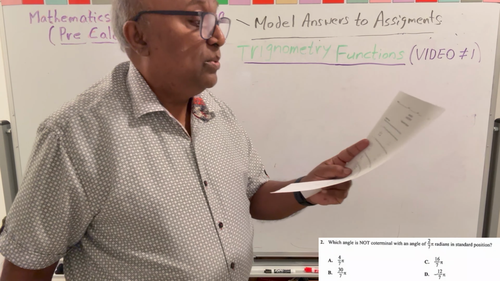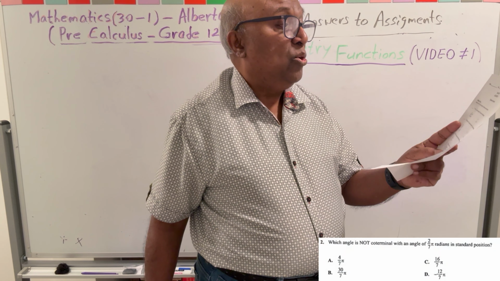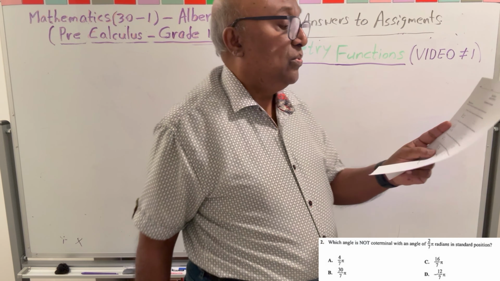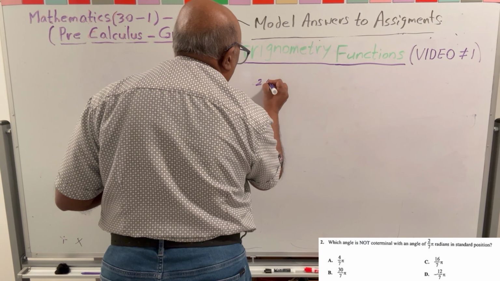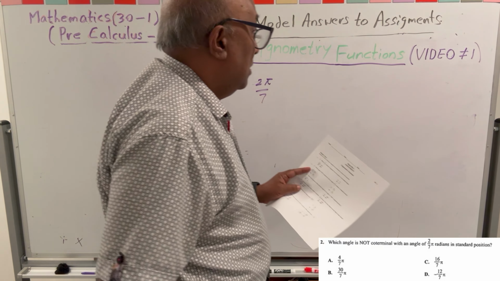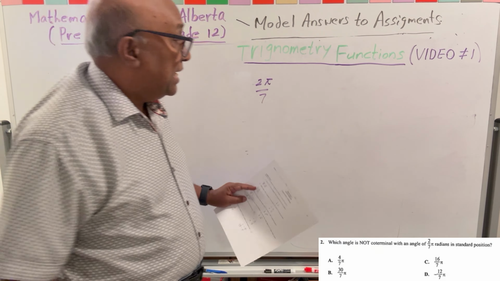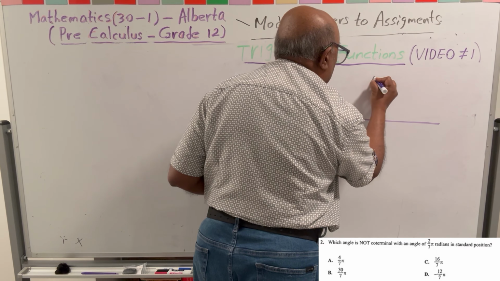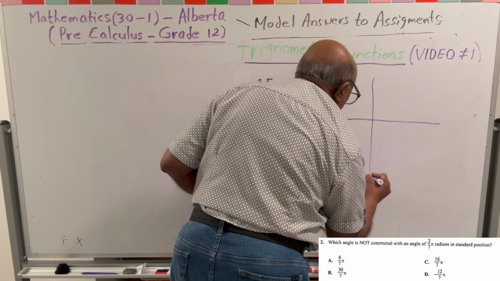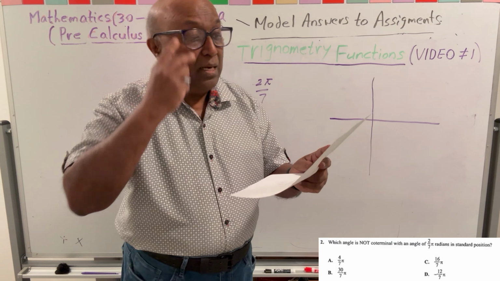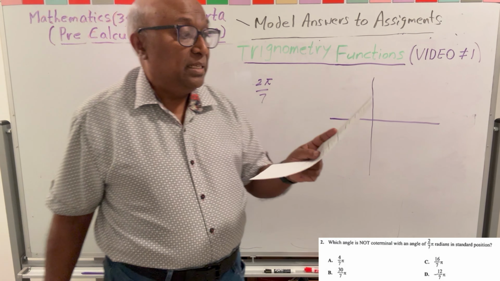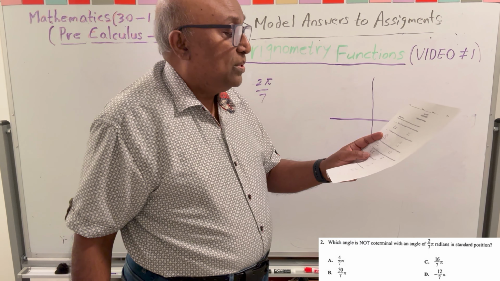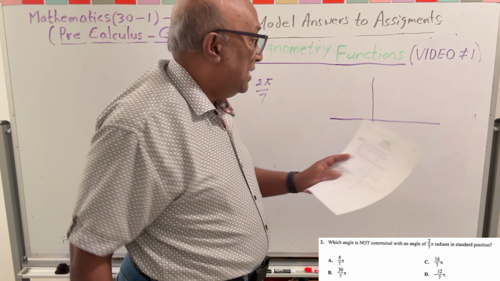Okay, let's look at question number 2. Which angle is not coterminal with the angle of 2 pi by 7? That means let's indicate this angle in the quadrant diagram. Quadrant diagram means I am going to represent this angle in standard position, coterminal with the angle of 2 pi by 7 radians.